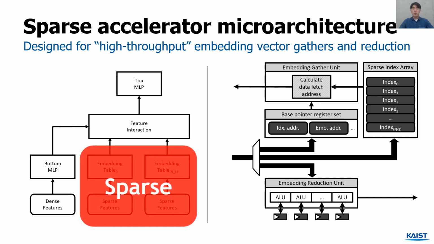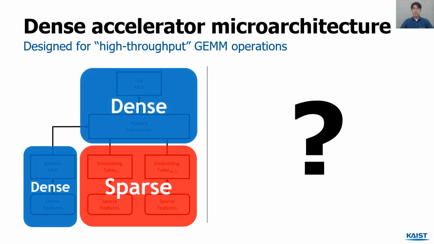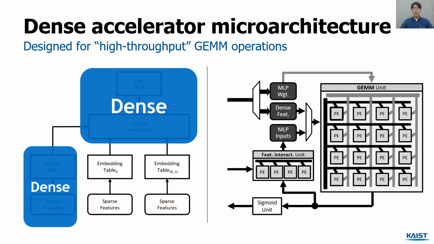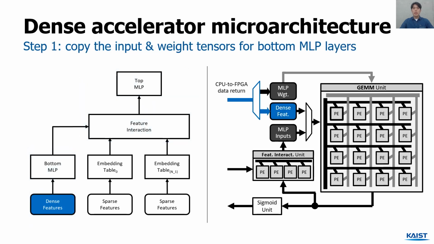So with that, we're done explaining the mechanics of how Centaur improves the effective throughput of sparse embedding layers. The remaining question is, how do we go about accelerating the backend dense DLRM layers? In general, the dense accelerator complex is designed to accelerate two key modules, the feature interaction and the MLP stage. As feature interaction requires the output of bottom MLPs, the dense accelerator first copies the input and weight tensors of bottom MLPs.